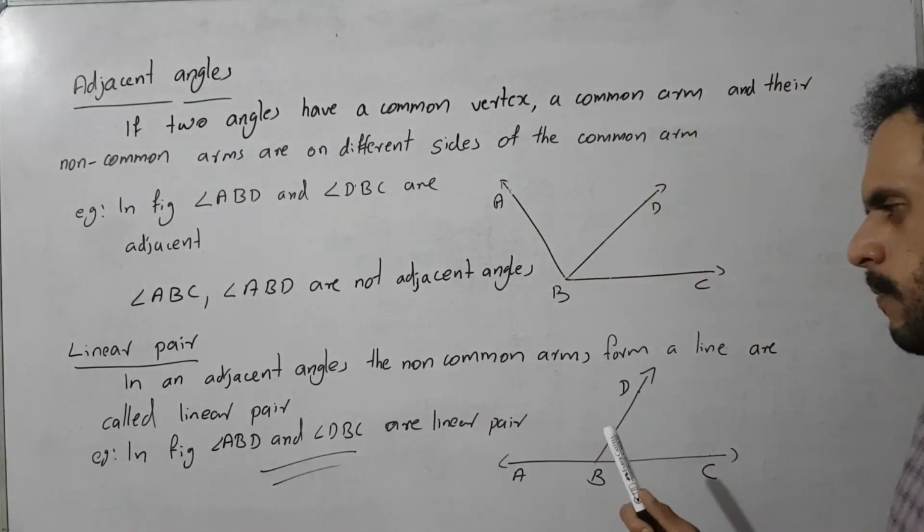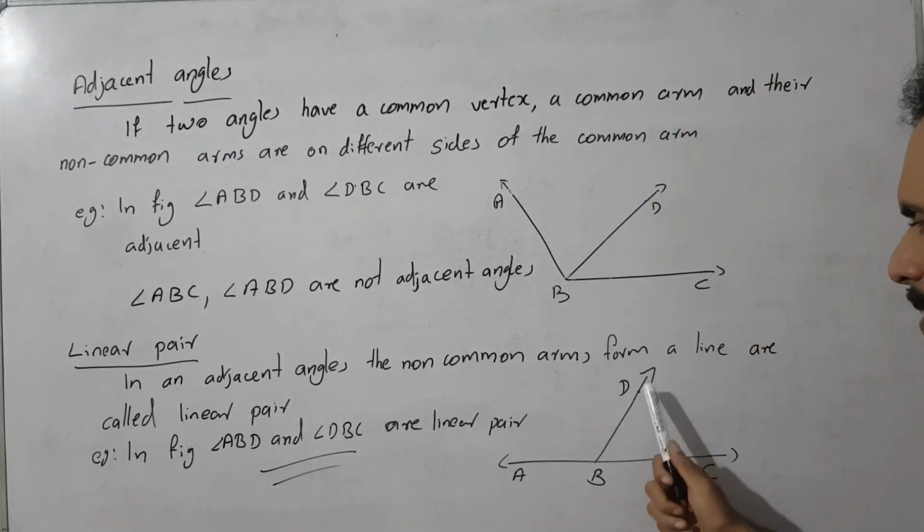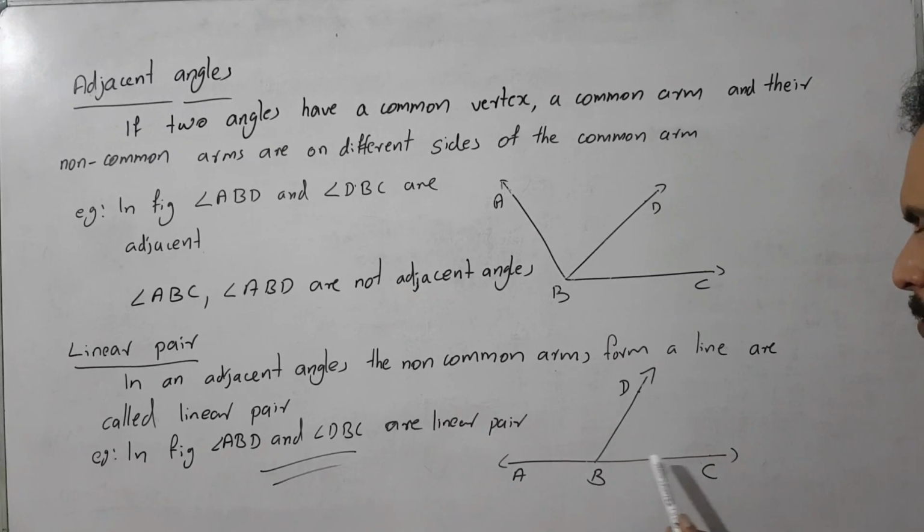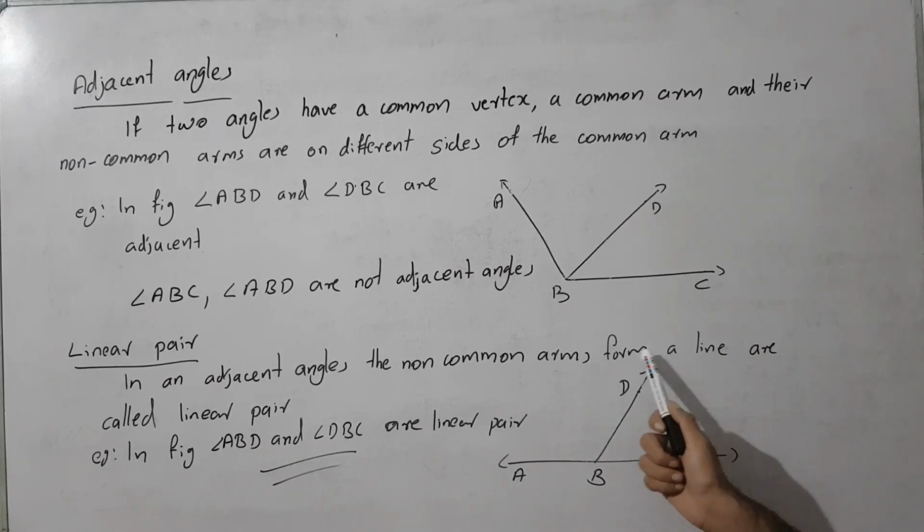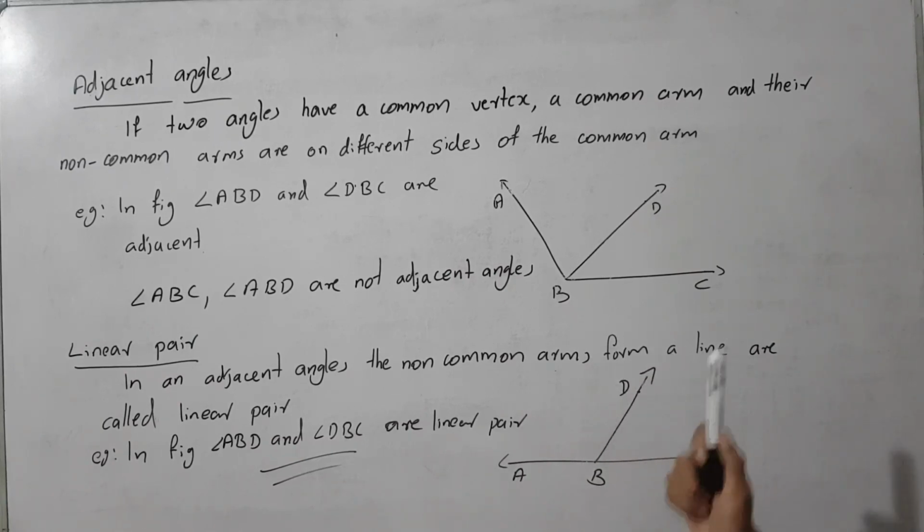Here we have one example, angle ABD and angle DBC. Angle ABD and angle DBC are adjacent angles. We check for a common vertex and common arm. Angle ABD and angle DBC, yes, have a common vertex. What is that? B is the common vertex. They have a common arm. Angle ABD and DBC, yes, have a common arm. What is that? DB is the common arm.